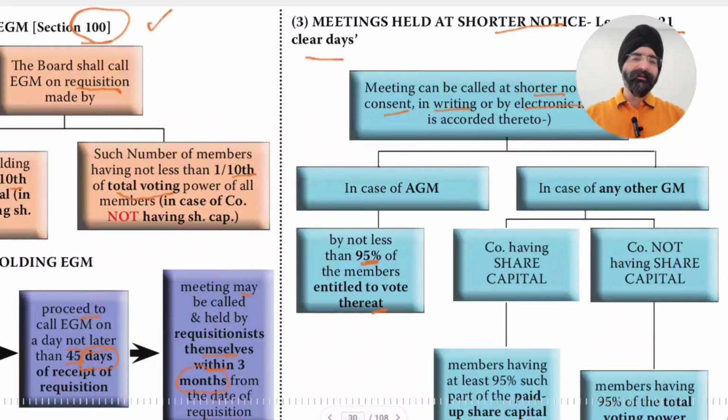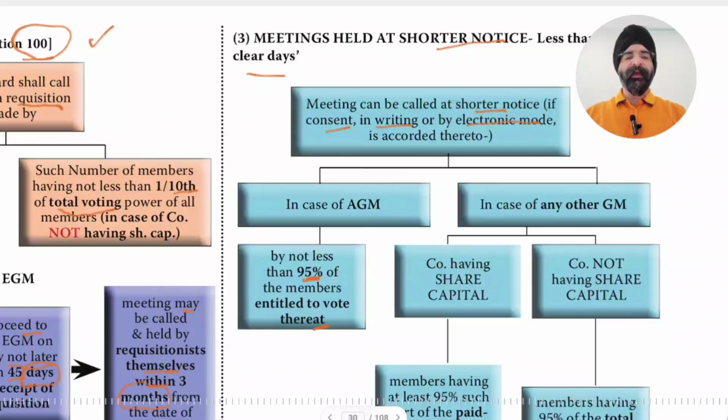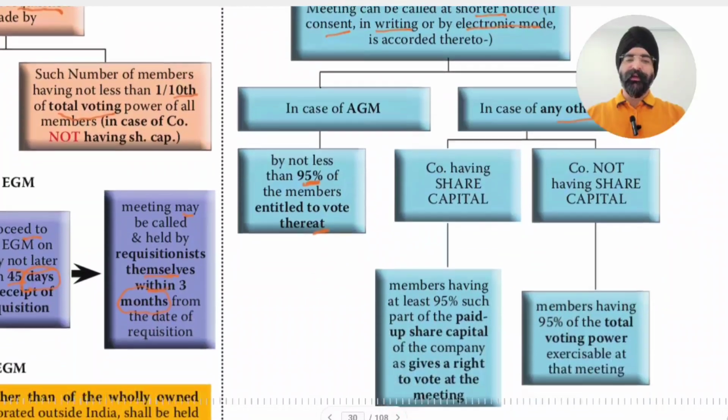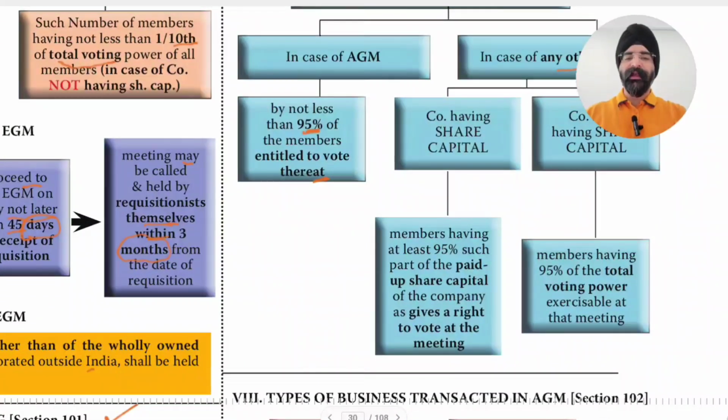In case of any other general meeting, meaning an extraordinary general meeting, there are two cases: a company having share capital and a company not having share capital. For a company having share capital, consent is required from members having at least 95% of such part of the paid up share capital of the company as gives the right to vote at the general meeting.